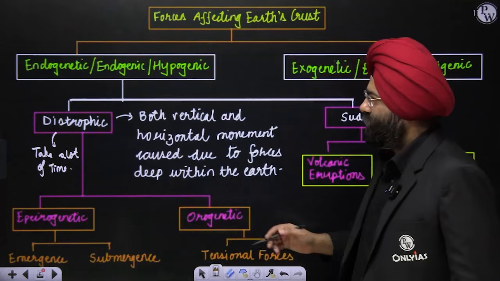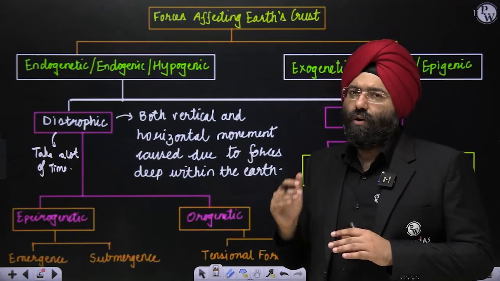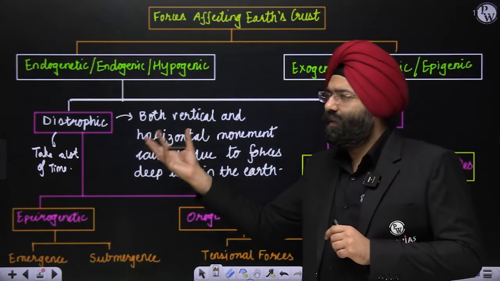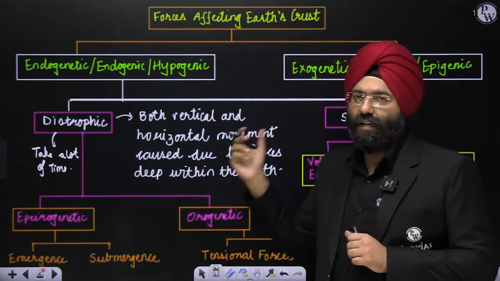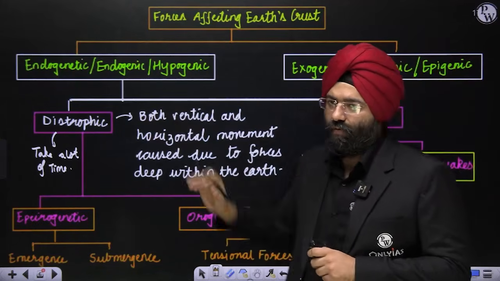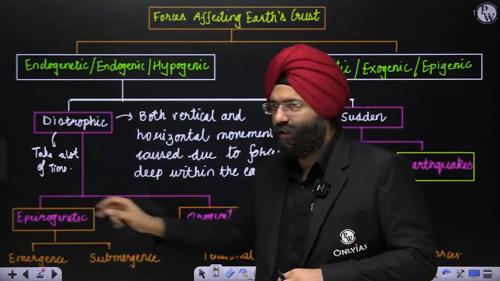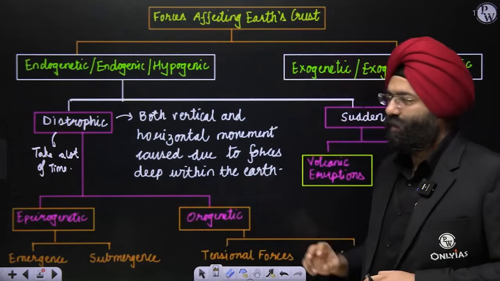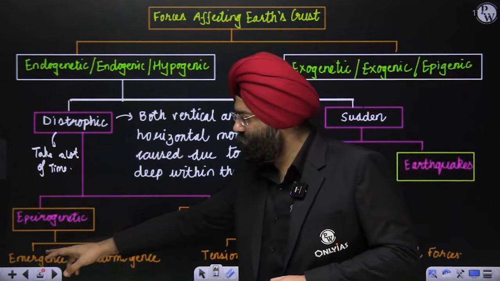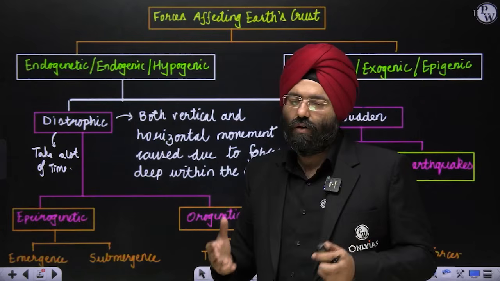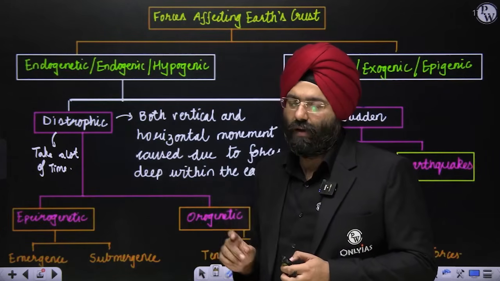Okay. So it involves basically both the vertical and the horizontal movement. More importantly, it is a relatively time-taking process, unlike the sudden. Now, under the diastrophic, you have two categorizations. First is epeirogenetic and the other is orogenetic. Now, epeirogenetic has two processes, that is emergence and submergence. Let us see one by one.